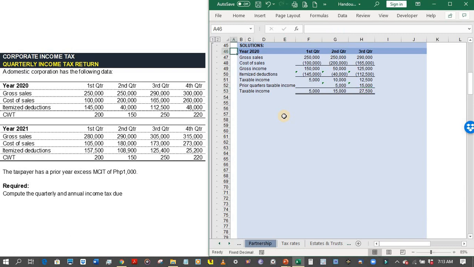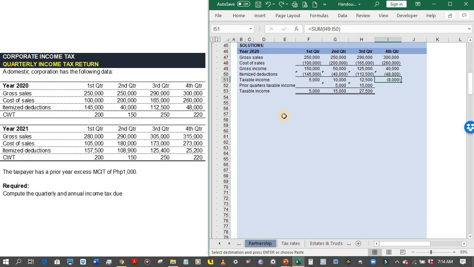So for the fourth quarter, the gross sales is 300,000 pesos. Then let us deduct the cost of sales of 260,000 pesos. Our gross income is 40,000 pesos. Then the itemized deductions is 48,000 pesos. Then our taxable income is 8,000 pesos, but this is negative, so this is a net operating loss. Again, this is only the result of operations from October to December.